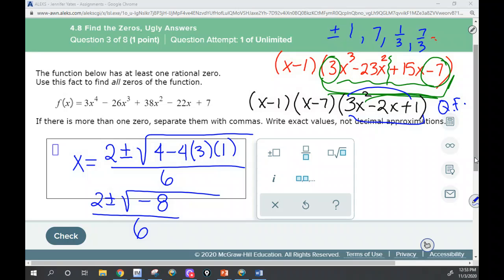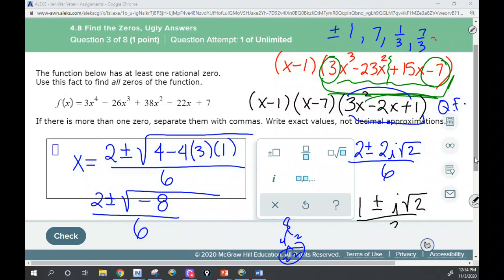So that's going to reduce to, how does 8 break down? 4 and 2, 2 and 2. So that reduces to 2i square root of 2 over 6. How does that reduce? Yeah, all divisible by 2. So let me go to a darker number here. 1 plus or minus i square root of 2 over 3. Oh, look, they have a plus or minus button for me. That makes me so happy.